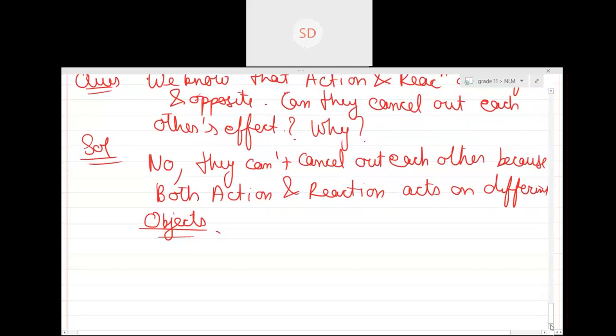So they can't cancel out each other because they act on different bodies. Yes, they act on different objects. That is why they can't. If they were acting on the same object, then there would be a possibility of cancelling out each other. But no. Is this clear, guys? So basically, these are your three laws of motion, which are very important. The application part of it, you already did in which grade? Ninth grade. So we'll see some commonly used forces, and we'll see the direction of these forces.